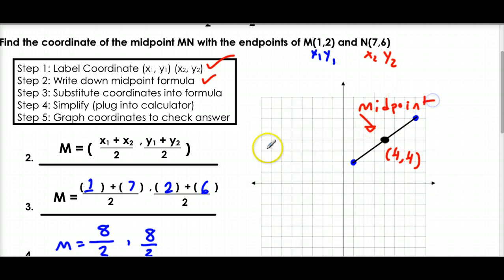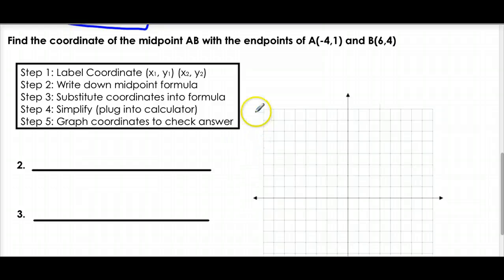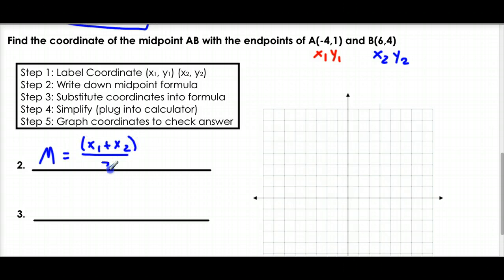Just in case you didn't follow along, let's try it one more time. Okay? We want to find the coordinate of the midpoint of AB with the endpoints A(-4, 1) and B(6, 4). So first thing, we're going to label it x1, y1, and x2, y2. Remember, that just means our first x, our first y, our second x, our second y. Step 2 is to write down our formula. So M equals x1 plus x2 over 2, comma, y1 plus y2 over 2.